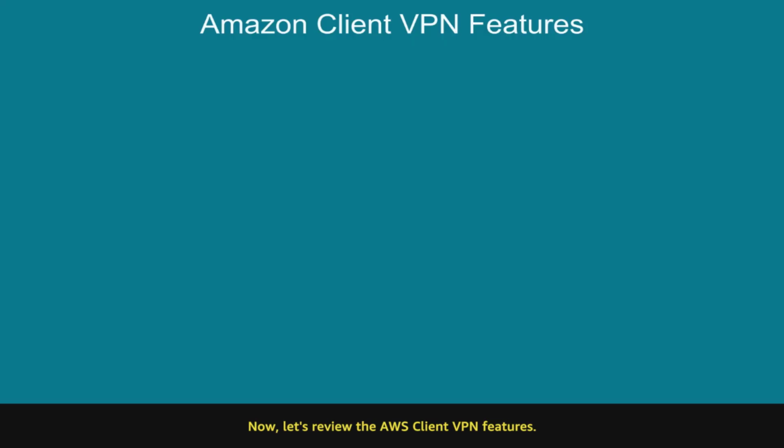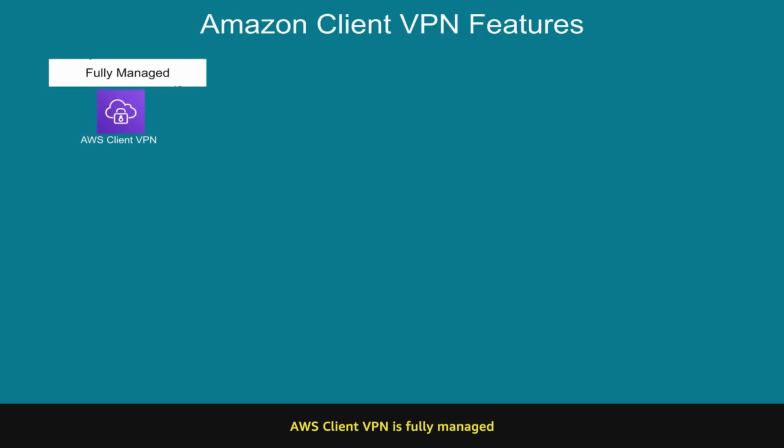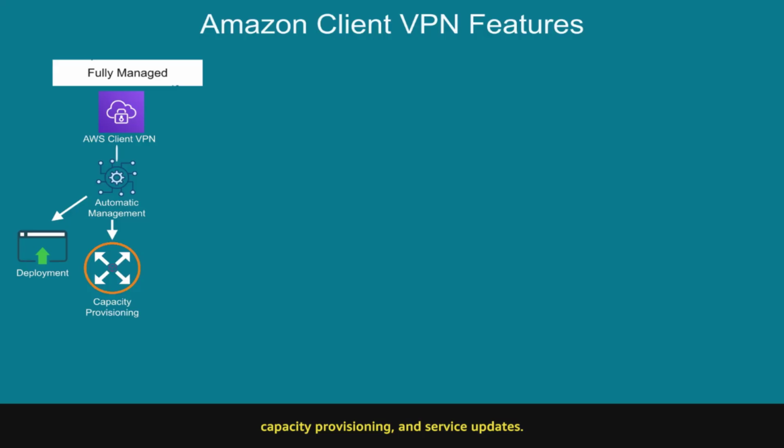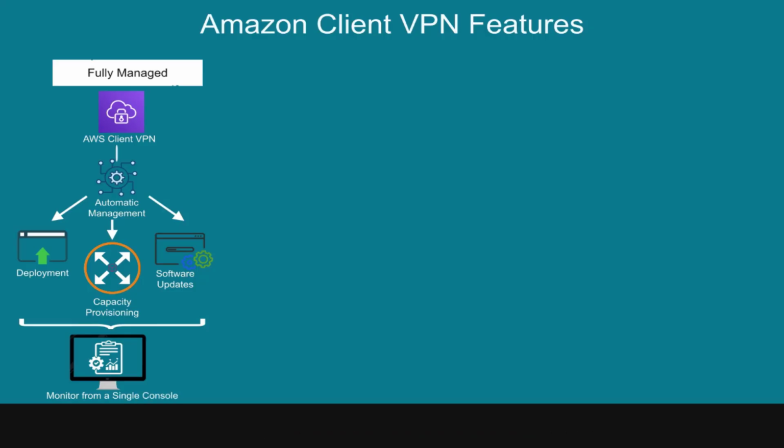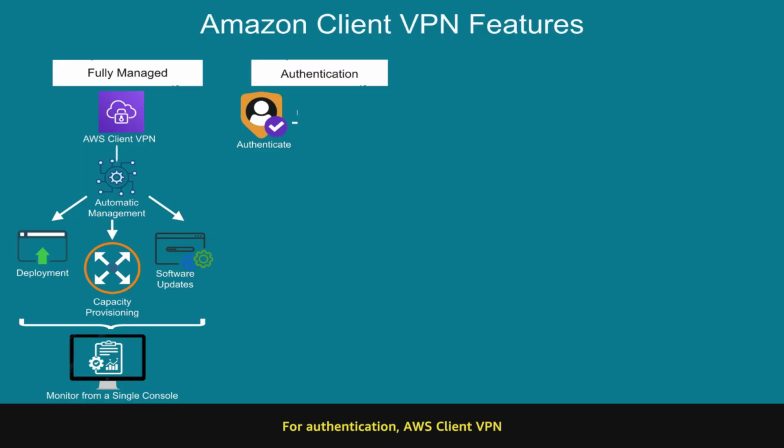Now, let's review the AWS Client VPN features. AWS Client VPN is fully managed, so it automatically takes care of deployment, capacity provisioning, and service updates. This allows you to monitor all connections from a single console. For authentication, AWS Client VPN will use either Active Directory or certificates.